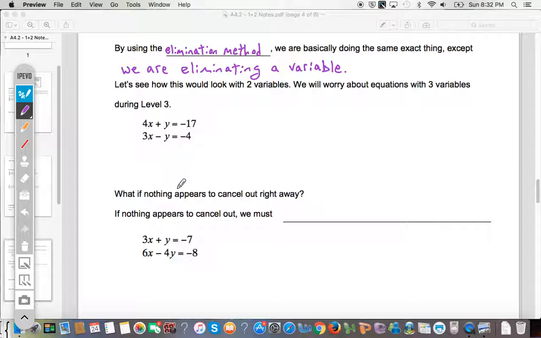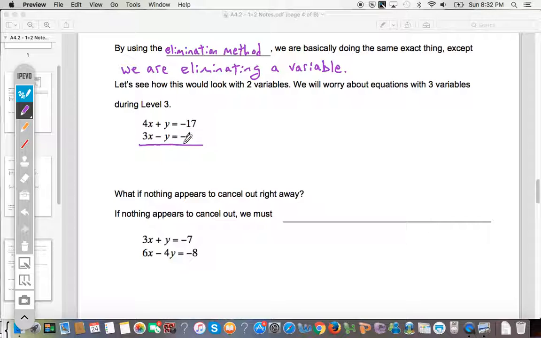Okay, so let's see how this would look with two variables. And as I said way back at the beginning of this video, we will use elimination as well when we are solving three variable systems during level 3. Okay, so let's take a look at these right here. I'm going to draw a line, and I'm going to combine these two equations. I like to make sure they're lined up like this.